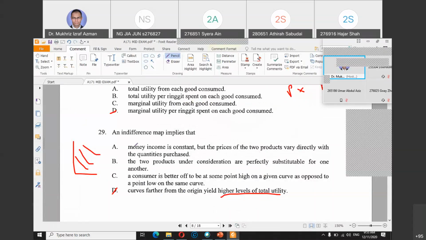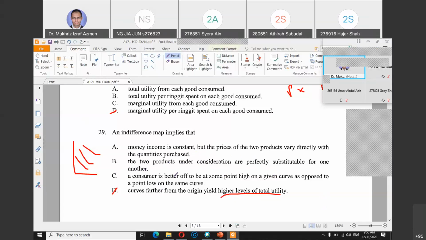A says money income is constant. This is about changes in your budget line. Two products under consideration perfectly substitutable for one another: this is not about perfect substitutes. Some students who don't understand will choose the answer with the longer sentence. That obviously doesn't apply to question 29. In fact, D is the shorter sentence. So do not always assume the longer sentence is the correct one.